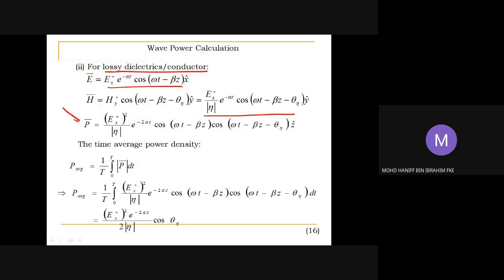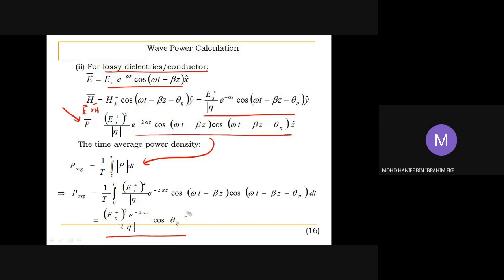For the instantaneous wave power, which is based on E cross H, the instantaneous wave power will be E squared over eta. Again, we are interested in the time average power density, so we have 1 over T, integration from 0 to T of the P magnitude dt. When we substitute the P from above, finally you get E positive squared, the amplitude squared, times exponential negative 2 alpha Z, over 2 eta cosine of theta eta.